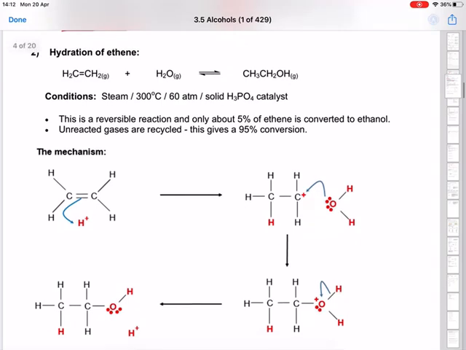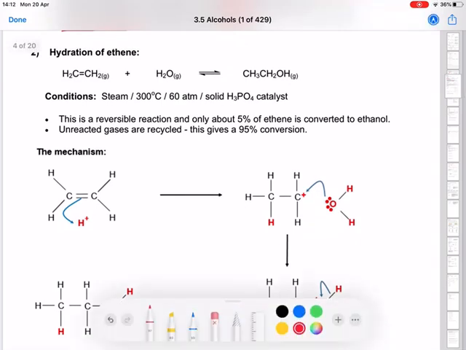The second way we can do it is by the hydration of ethene. The conditions for this are 300 degrees C, phosphoric acid catalyst, 60 atmospheres. And because it's at 300 degrees C, the water is going to be as steam.